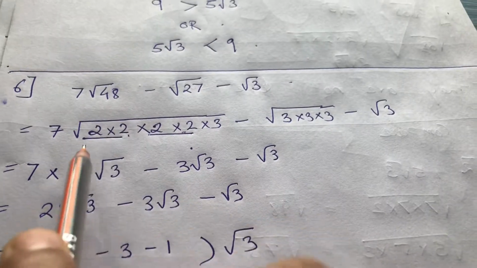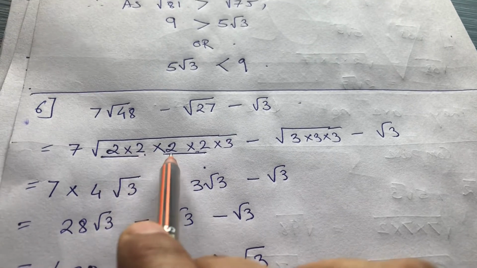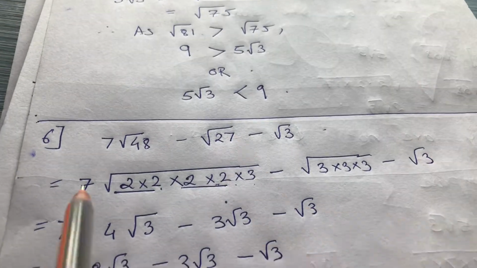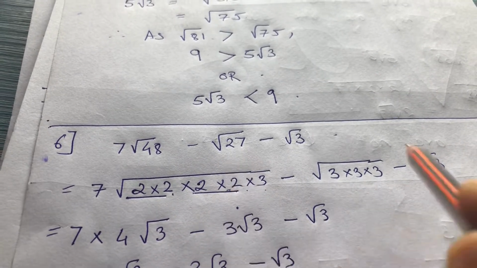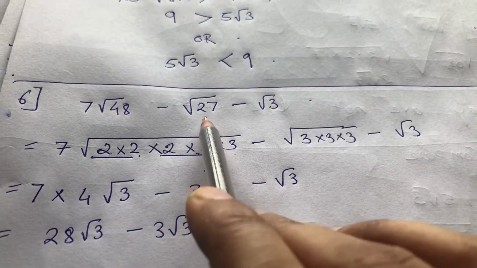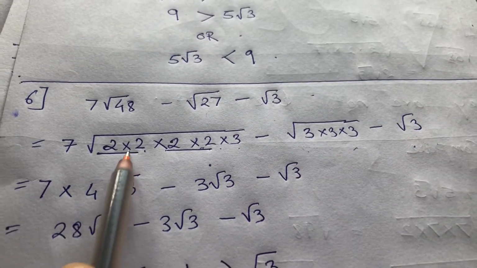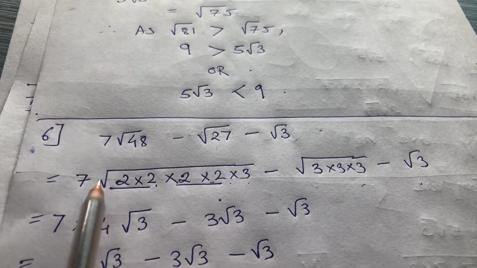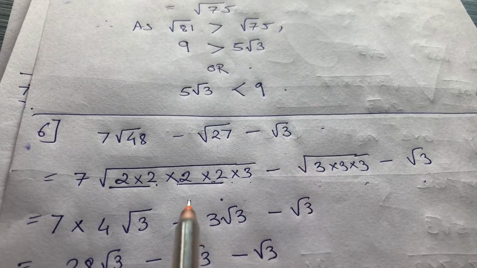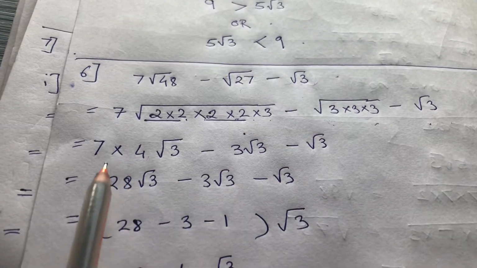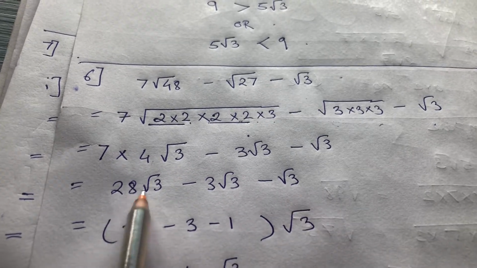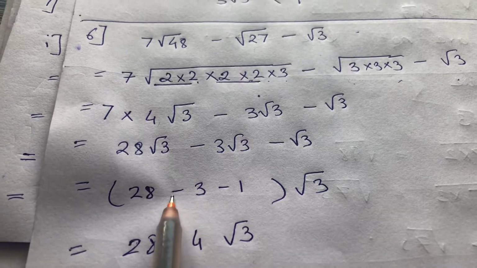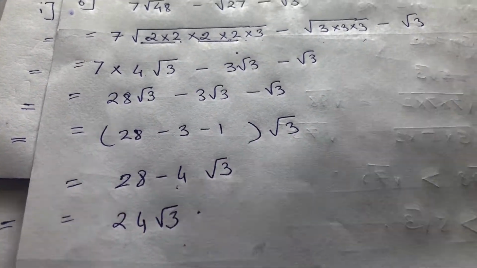Now you have 7 root 48. 48 can be written as 4 into 4 into 3. Correct? 16 threes are 48, or whatever tables you know, according to that you should be able to break it up. Or you can do prime factorization. Next, root 27 can be written like this and root 3 as it is. So now we make groups of 2 because the order here is 2. So 2 into 2, 2 into 2, this 2 will come out and this 2 will come out, it will become 4. This 3 will come out, it becomes 3 root 3. This as it is. So it becomes 28 root 3 minus 3 root 3 and this. Now we take root 3 common. We have 28 minus 3 minus 1. Correct? So it becomes 28 minus 3 minus 1 minus 4. We get 24 root 3. Is that clear?